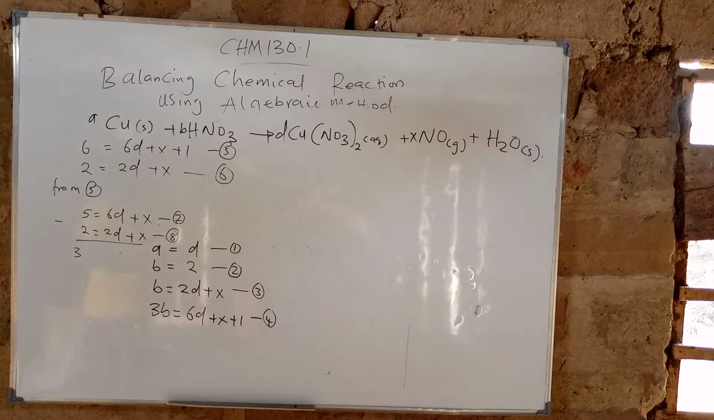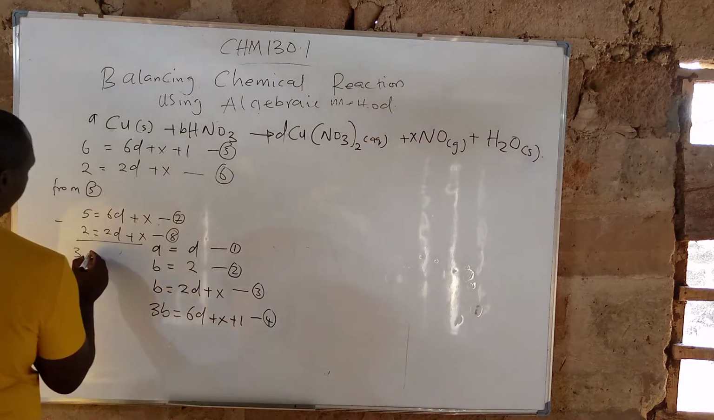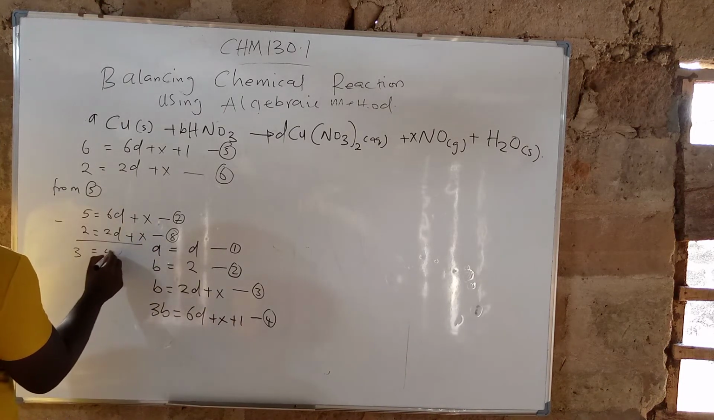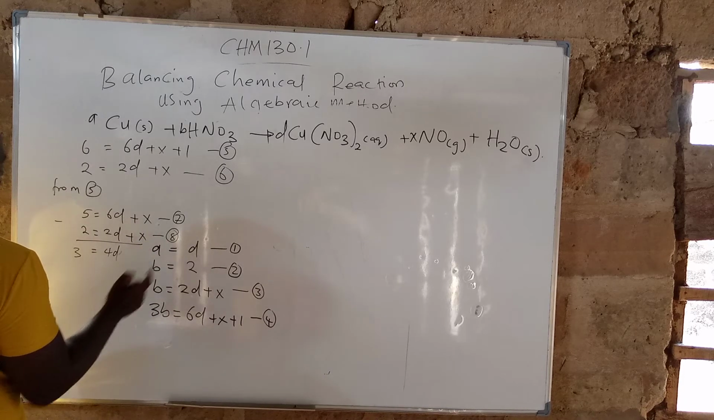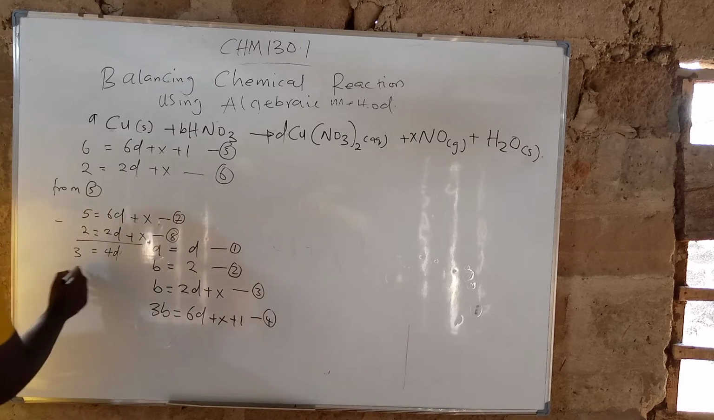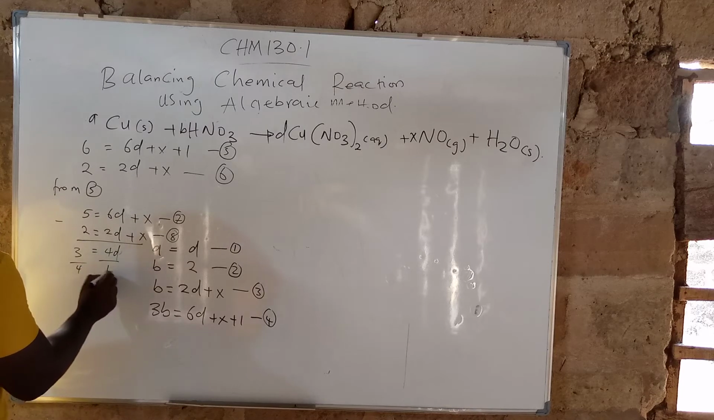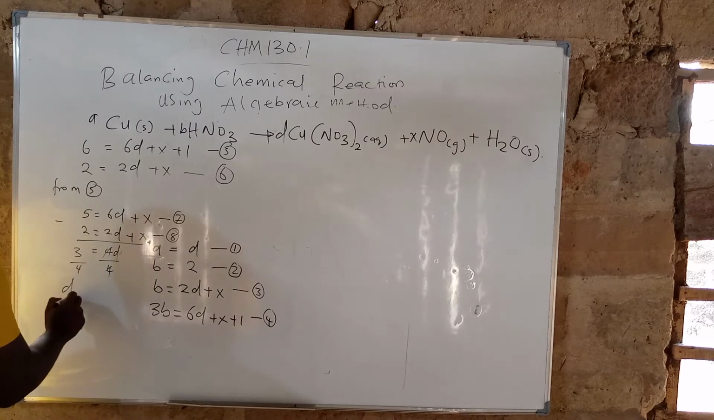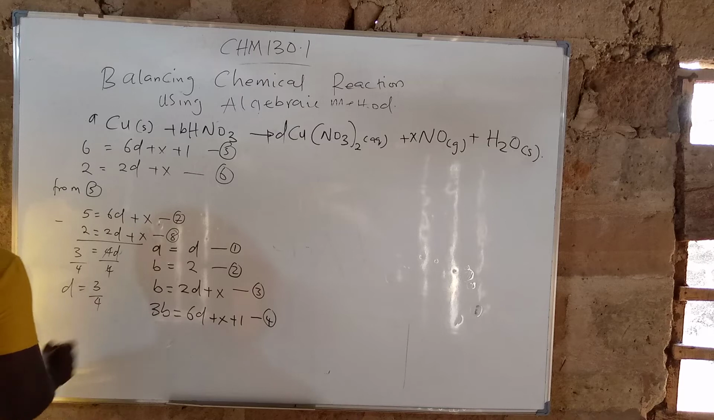Let me check this. Yeah, I made a mistake. No, I'm correct. This minus this should give you 3. This minus this should give you 4D, right? And then X minus X should give you 0. And so from here, divide by 4, divide by 4. So D is equal to 3 all over 4.